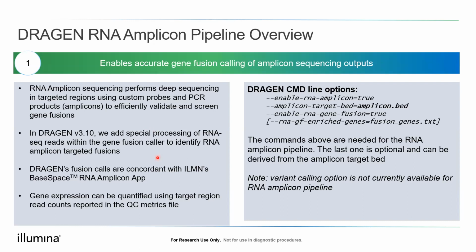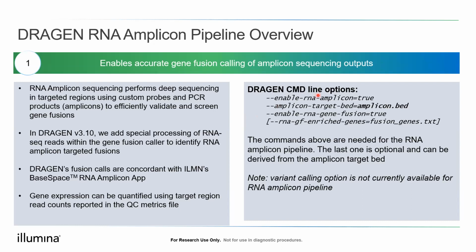We have validated the concordance of DRAGEN's RNA Amplicon pipeline versus a pipeline that is available today in BaseSpace that some of you may be using, and we are fully concordant with that pipeline. So we think that we can get some more efficiency and speed with DRAGEN, and something that our users can move to if they wish to. Gene expression can be quantified as well using the target region read counts, which is part of the QC metrics file that is output from this pipeline.